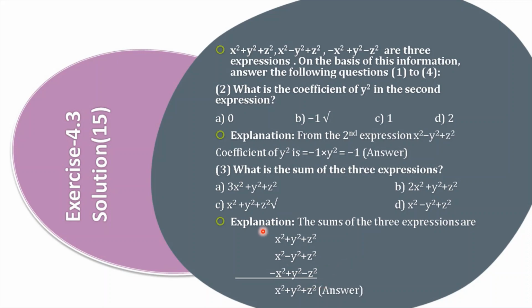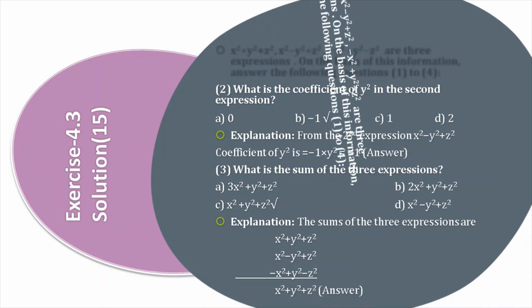How can we get it? Because plus x square plus x square we can get 2x square, and from 2x square if we subtract x square, we get plus and minus, that would be plus x square. Plus y square minus y square, we can omit this, so plus y square will remain. Plus z square minus z square, we can omit this, so plus z square will remain. So this is the answer, my dear.